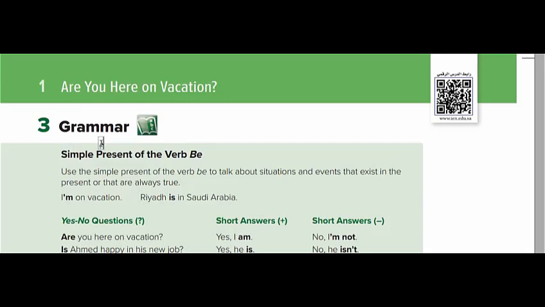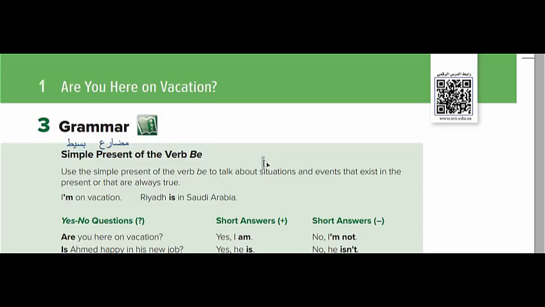This is a very important tense you should learn and know when and how to use the present simple. As you can see, present simple مضارع بسيط. Rule: use the present simple of the verb be to talk about situations and events that are always true. This is a very good rule. قاعدة هامة جدا. Again, use the simple present of the verb be to talk about situations.